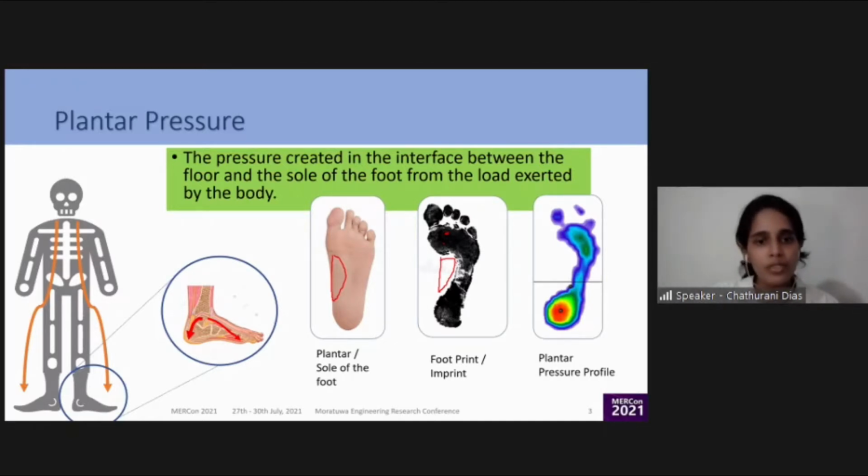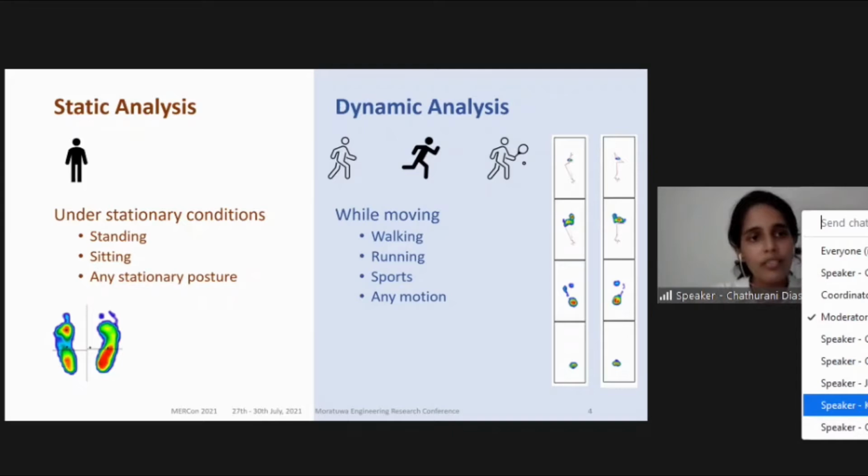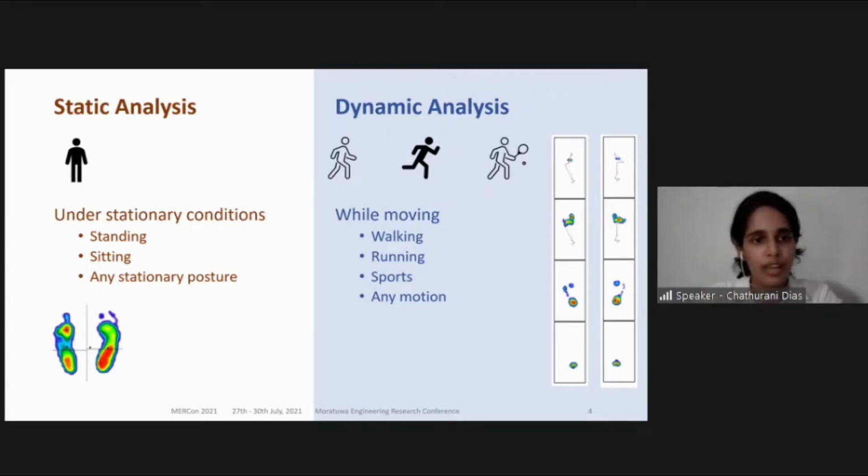So when it comes to plantar pressure analysis, when a person is standing or sitting or in any stationary posture, the way the load is exerted on their foot will not change. And therefore, we get a static pressure profile and also a static load profile.